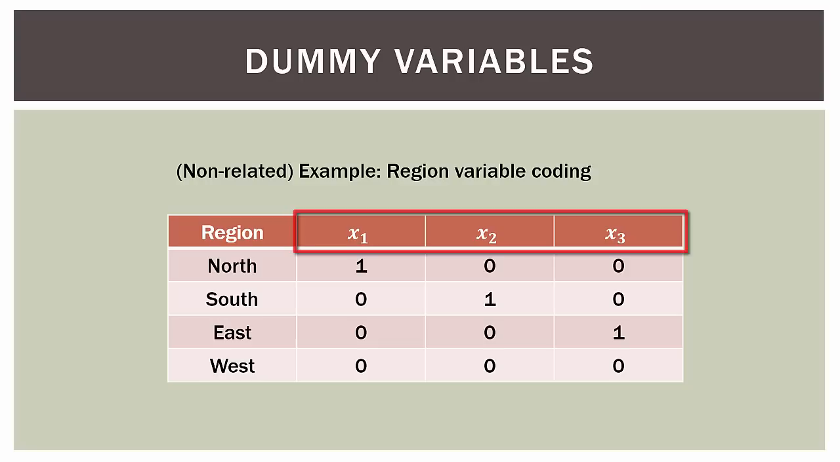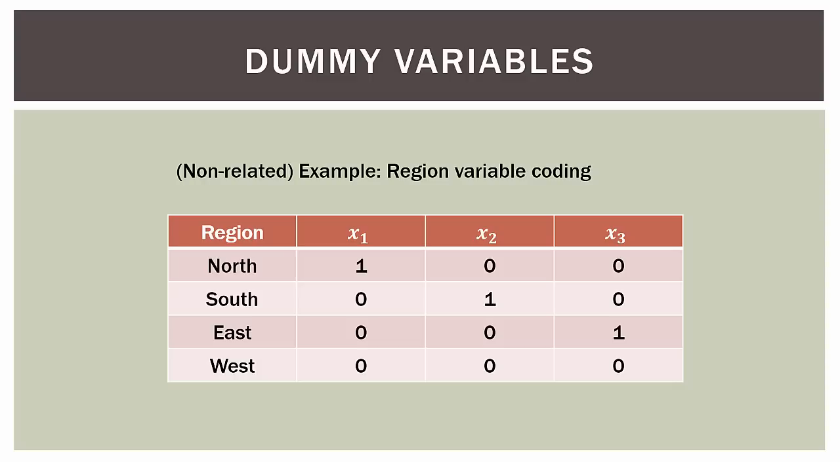Now we could represent north, where x1 is 1, and x2 and x3 are 0. The south region would be 0 for x1, 1 for x2, and 0 for x3. East would be 0, 0, 1. And here's what confuses some people. The west, the fourth region, would be zeros all across. So west would be coded nothing. So north would be 1 for x1, south would be 1 for x2, east would be 1 for x3. And for the west region, we would not put any ones in our regression. And we'll see how that works as we go forward. So this is an example of a variable with four categories and three dummy variables.